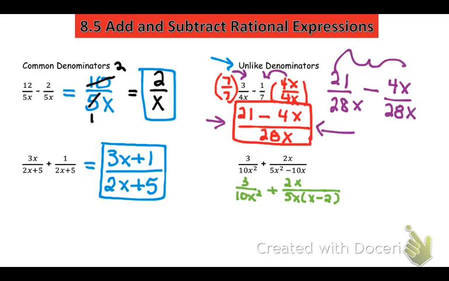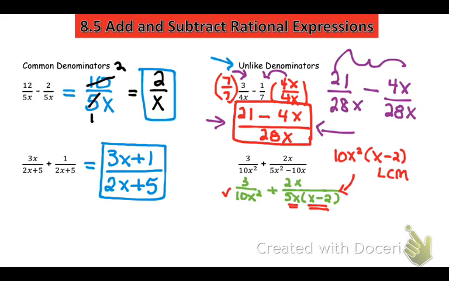Here we needed to factor the denominator to help us determine the least common multiple. So I'm going to look at the 10x squared. I could factor that, but I can see that 5x goes into 10x squared. If I multiply 5x by 2x, I can get to the 10x squared. But this x minus 2, I'm going to have to include. So I would have 10x squared times x minus 2 as my least common multiple.